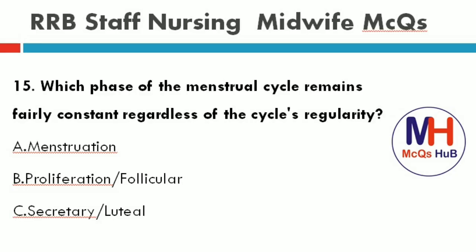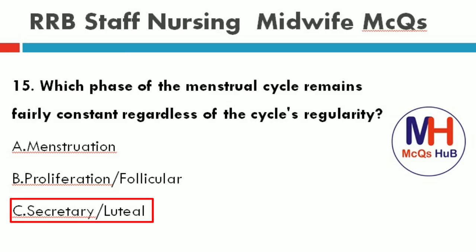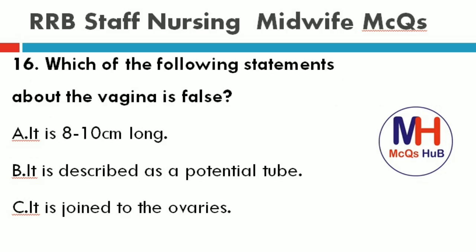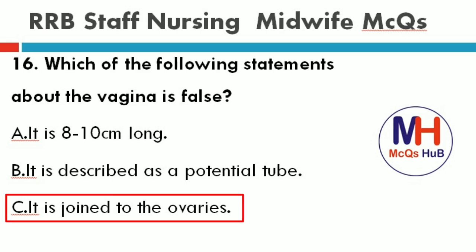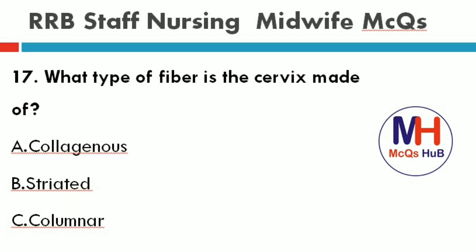15. Which phase of the menstrual cycle remains fairly constant regardless of the cycle's regularity? Correct answer is C. Secretory/luteal. 16. Which of the following statements about the vagina is false? Correct answer is C. It is joined to the ovaries. 17. What type of fiber is the cervix made of? Correct answer is A. Collagenous.